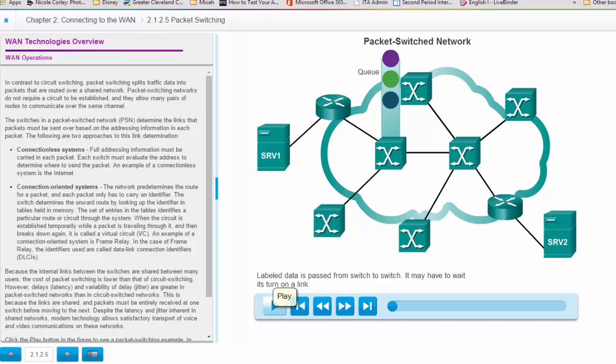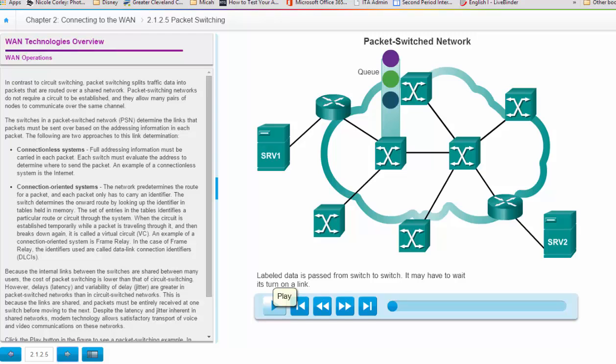With WAN technologies, let's also look at our packet switched networks. The switches in a packet switched network, or a PSN, determine the links that the packets must be sent over based on the addressing information in each of the packets. We have a connectionless system, and then we also have a connection-oriented system. With connectionless systems, full addressing information must be carried in each packet. So each switch must evaluate the address to determine where to send the packet next. An example of connectionless is the internet.